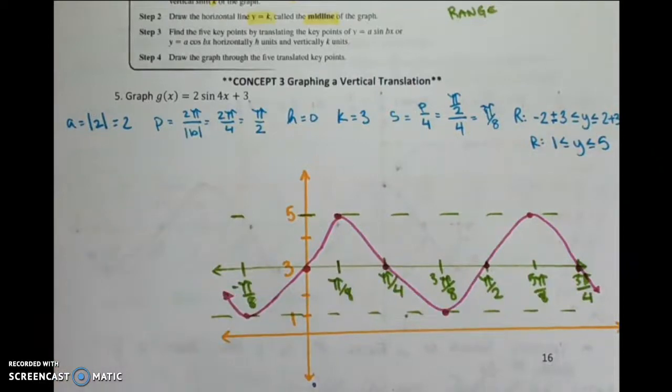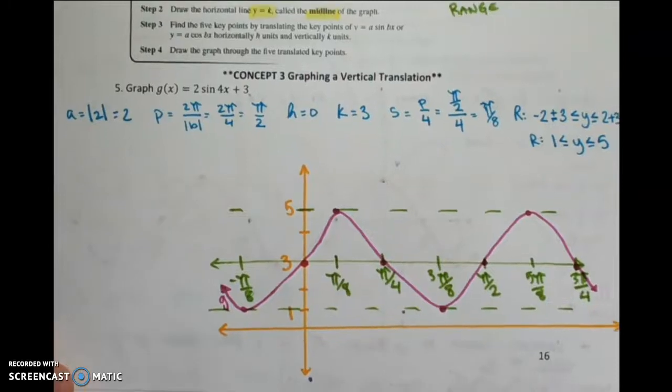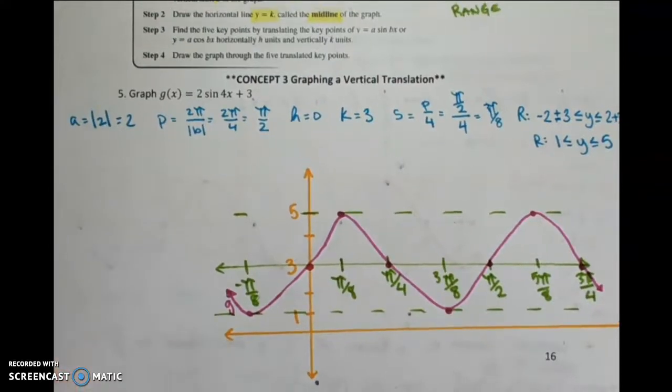Okay, and there we go. There's our graph of G. You can name it G if you want. Alright, and that is our graph. I know it's not asking for it, but let's go ahead and just talk about the transformation here.